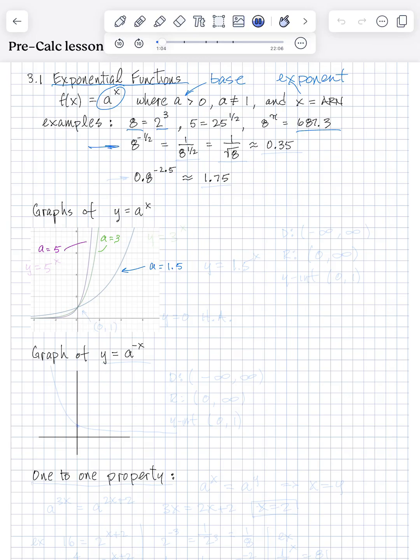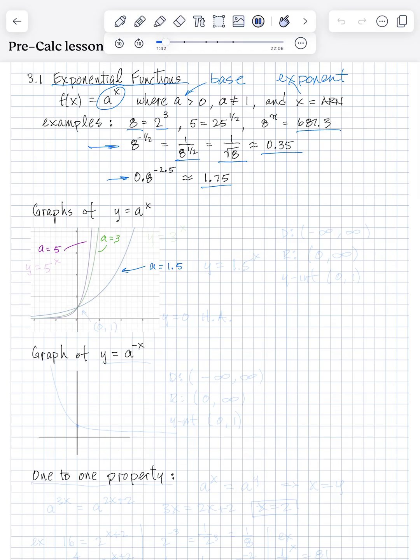Also, if you recall, 8 to the negative 1/2 power is the same thing as 1 over 8 to the positive 1/2 power. And 1/2 is the same thing as square root, so that's 1 over the square root of 8. So 0.35 is the answer there. You can have a negative exponent also. So 0.8 to the negative 2.5 gives you a positive number, 1.75.